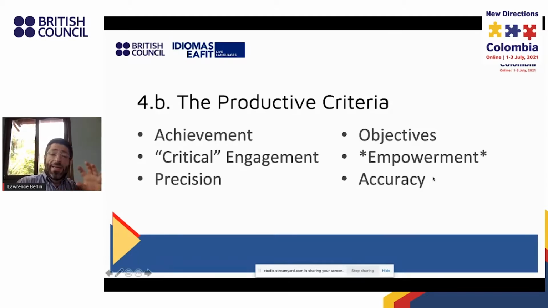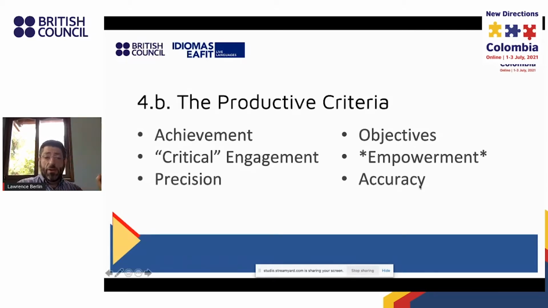So in looking at more traditional aspects of the productive criteria and building that into the rubric that we were using for the evaluation of the productive criteria, achievement would be something that you would all be familiar with in terms of communicability and in terms of meeting the can-dos, so those being the objectives of learning.